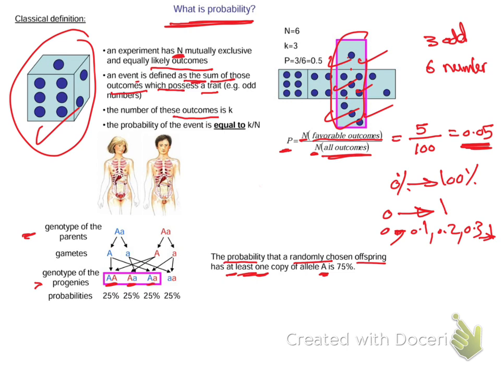So my favorable outcome, my favorable character, is the people who have allele capital A. So the number is 3, which is K. I'm calling it small n or K. And capital N, which is the total sample number, is 4. I have 1, 2, 3, 4, whether it is having capital A or doesn't have capital A, 4. So the probability will be 3 divided by 4, equals 0.75, or you can multiply by 100% and get 75%. Okay.